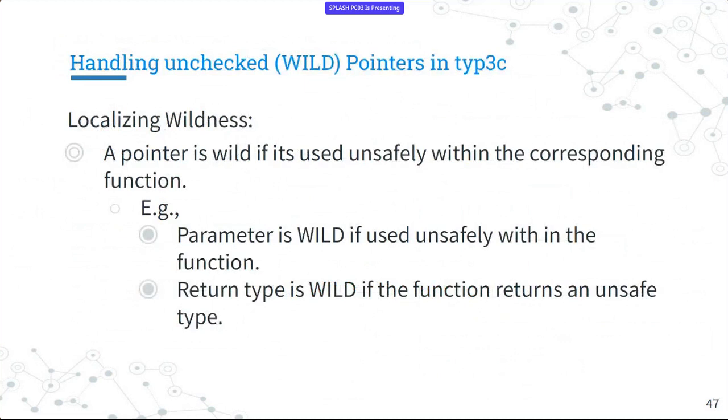That means we want to make a pointer checked or wild only if it is used unsafely within the function. If a pointer is used completely safely within the function, it should be checked. Okay? For instance, a parameter is wild only if it is used unsafely within that function. So it doesn't matter if a caller passes an unchecked pointer, but if the function uses the parameter in a safe way, we can make that pointer a checked pointer. Similarly, the same reasoning applies for return types as well.